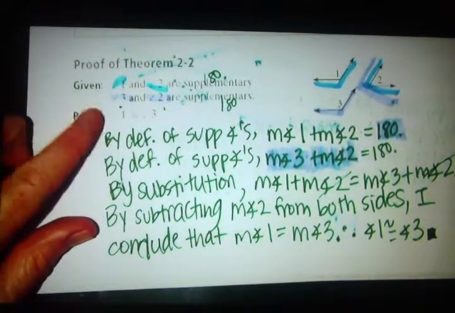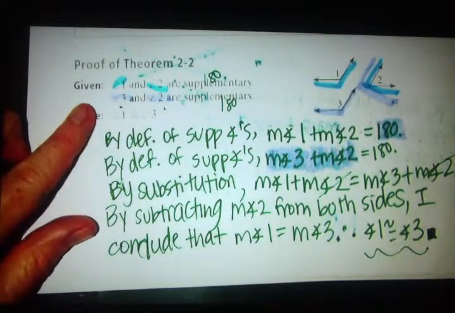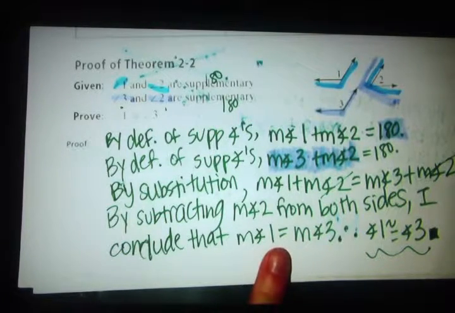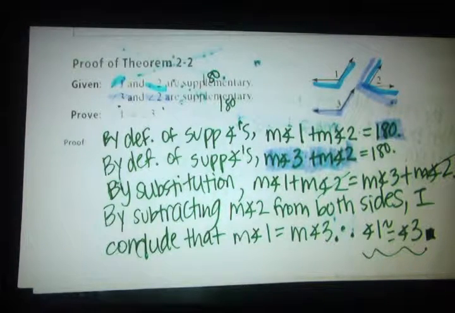That's what I wanted to prove. That's what I have at the end. That's when I know I'm done. I can't stop here. I have to go on to congruency. The more you practice this, the more you'll get better at it, promise.